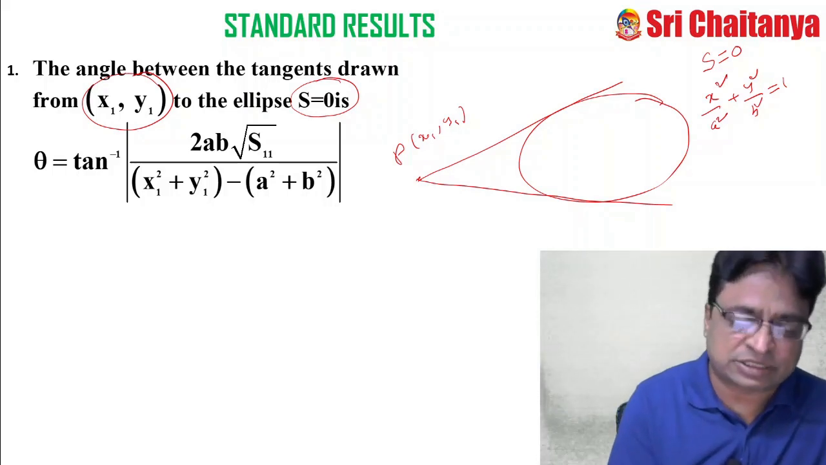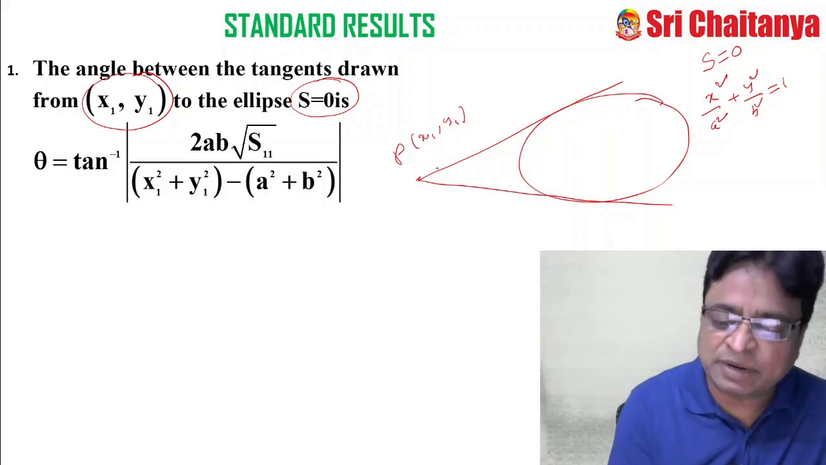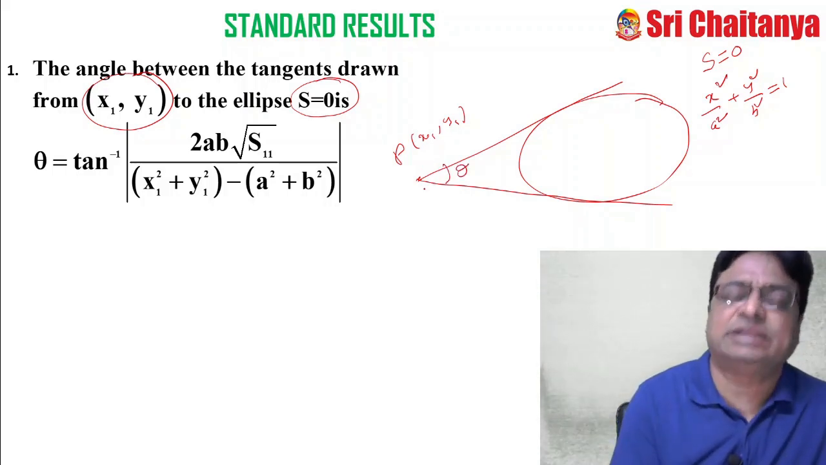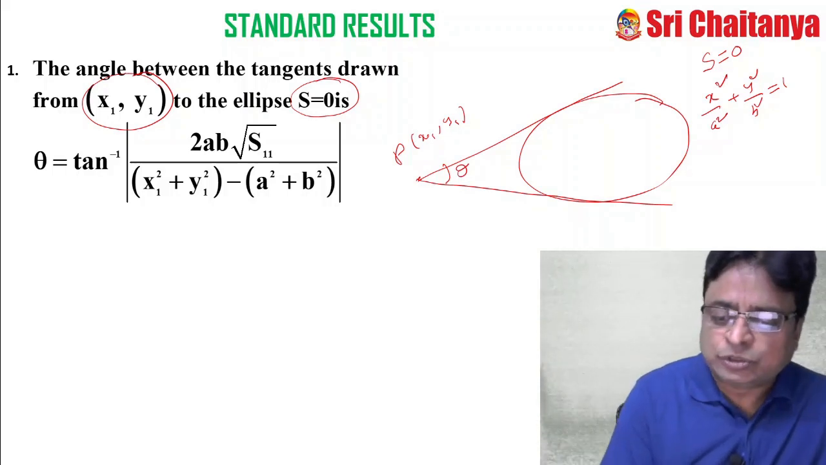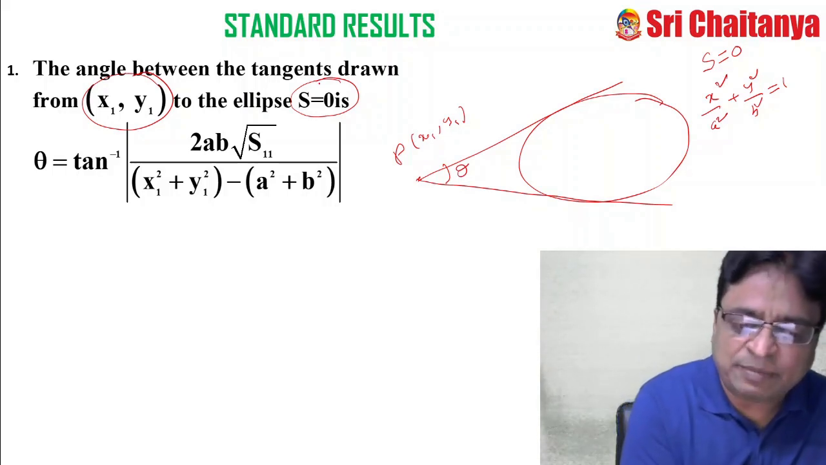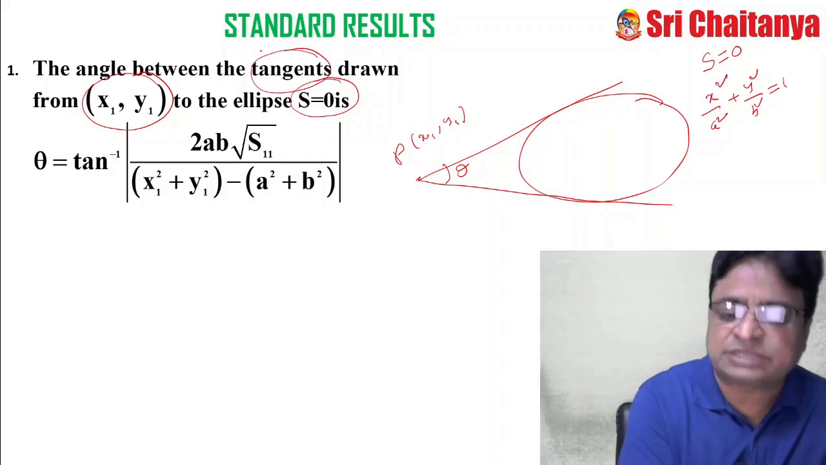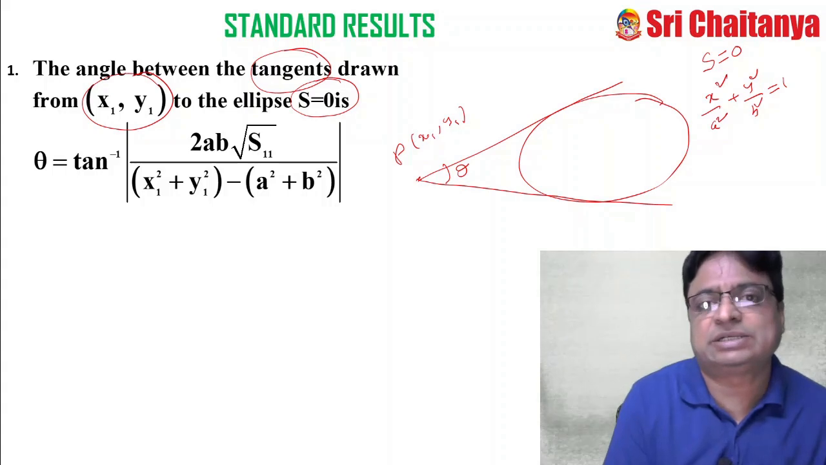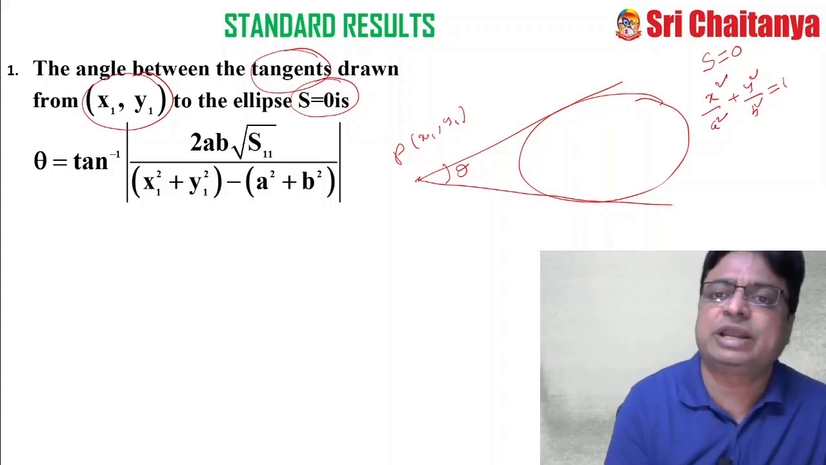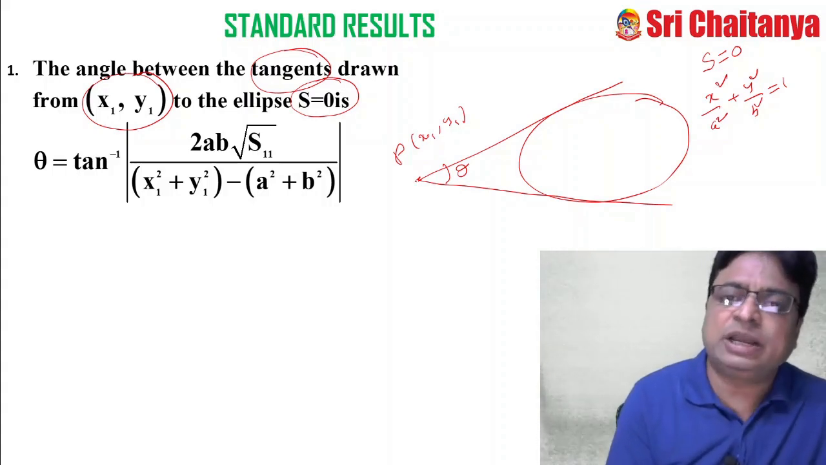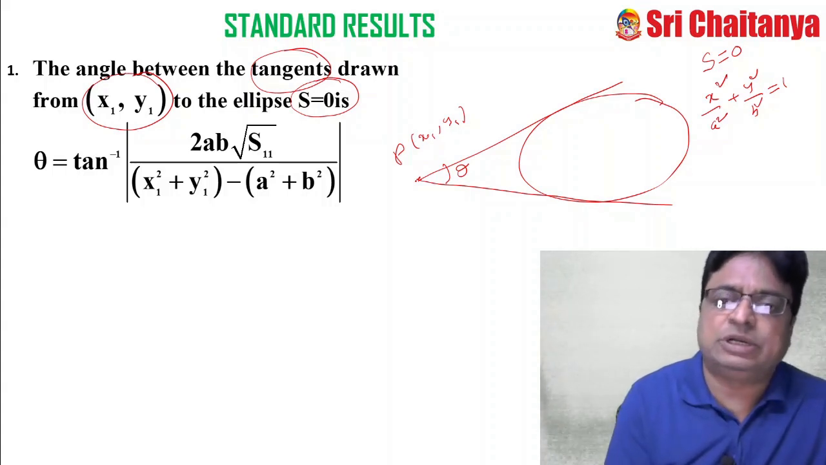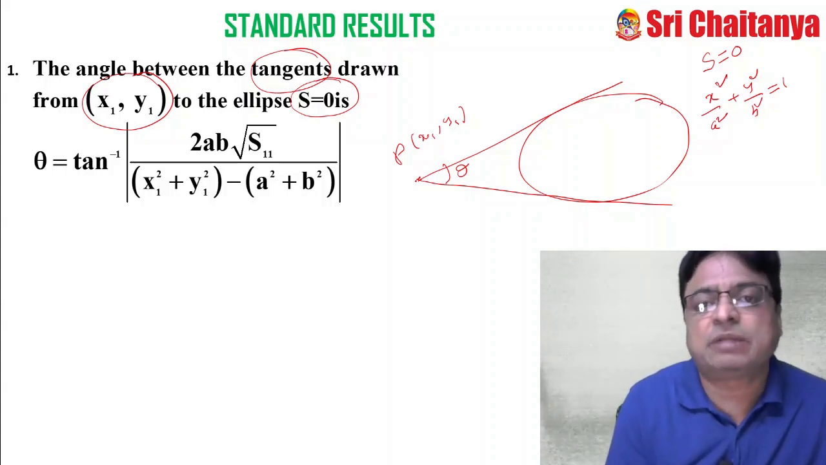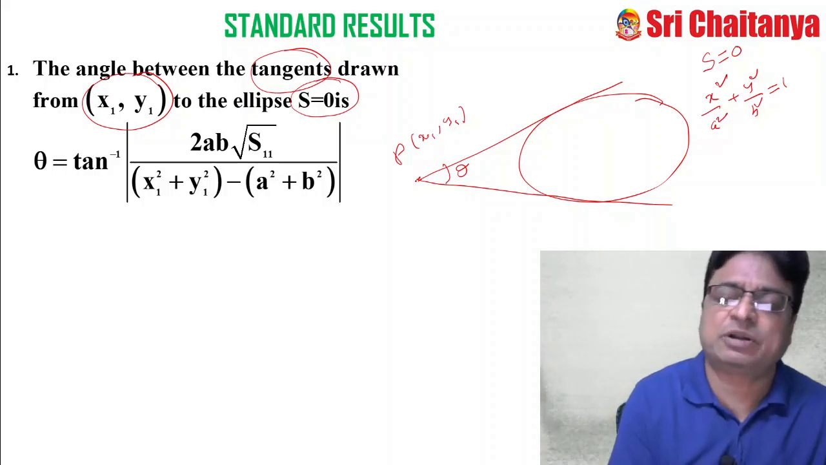Here they are asking you to find the angle between the tangents. Suppose this angle is theta, then what is tan theta? They are asking for tan theta. The word given is tangents, so we can easily understand that the point must lie outside. In our previous videos, I told one important point: from an external point, two tangents are possible to draw.